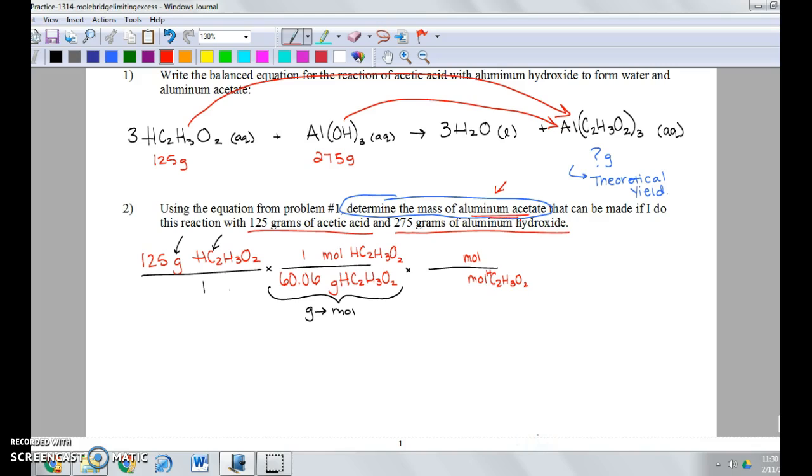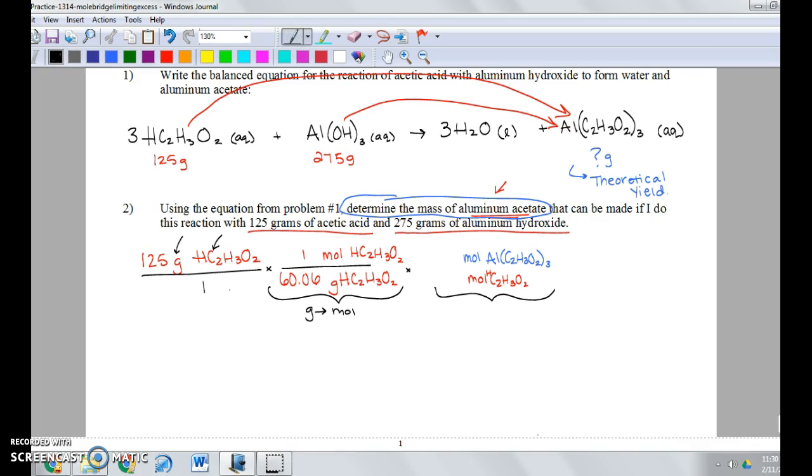Remember, we're solving for aluminum acetate. That's going to be Al(C2H3O2)3. This step is the mole ratio. This is the only way to convert from one substance to another substance. It's the only way to do it.